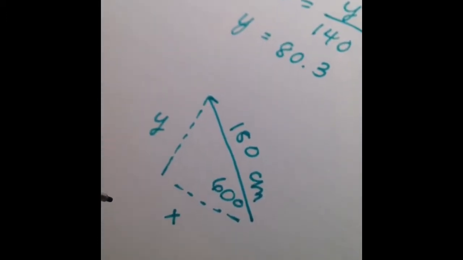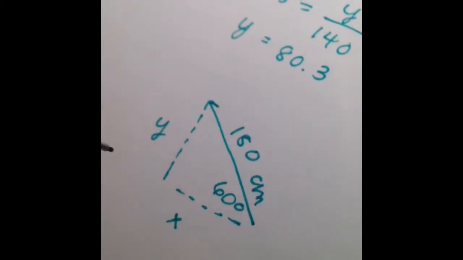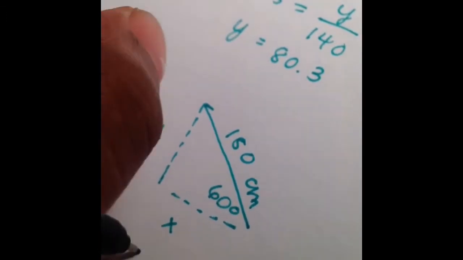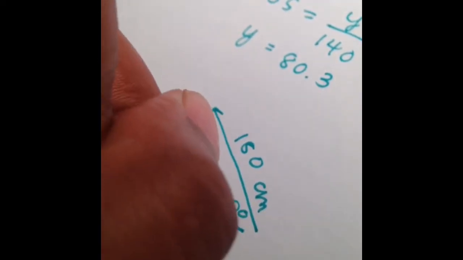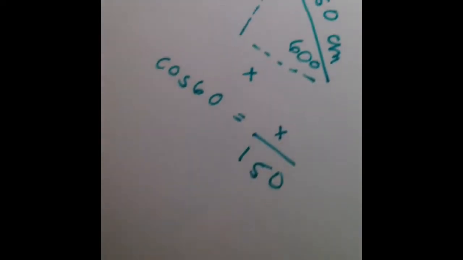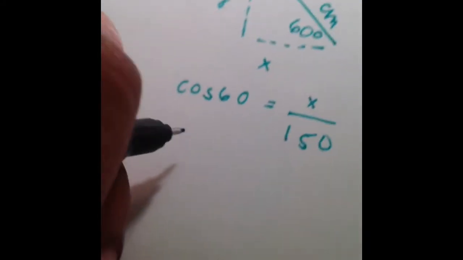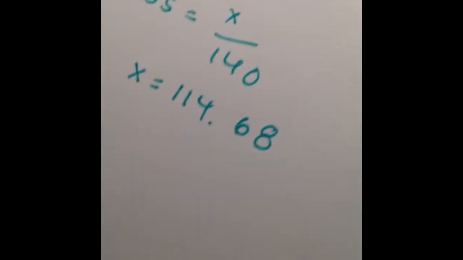So if you're solving for x, we can use cosine of 60 is equal to adjacent over hypotenuse, so you have x over 150. Solve for x with your calculator, and you are going to get x is equal to negative 75.